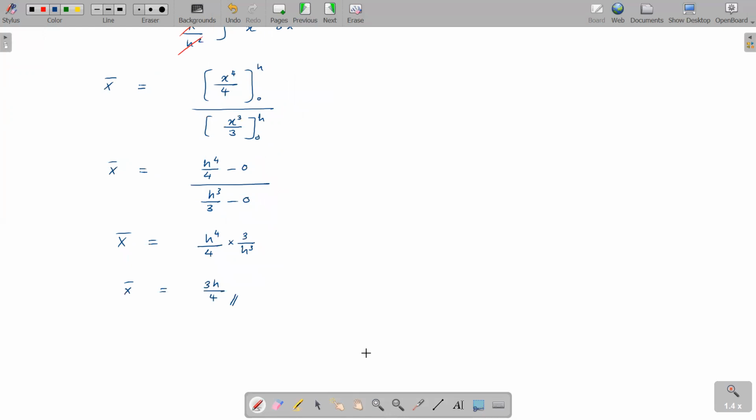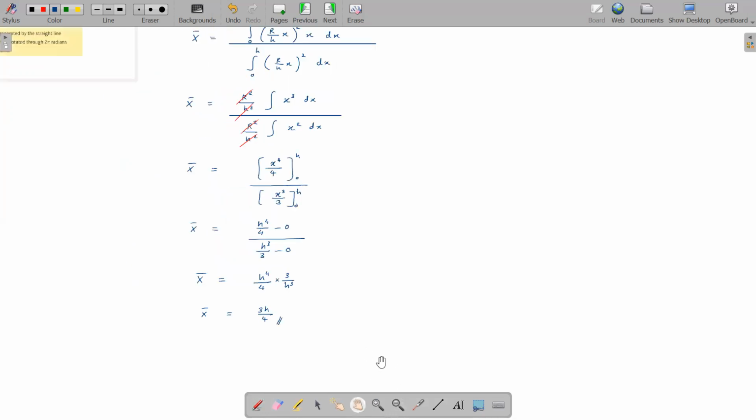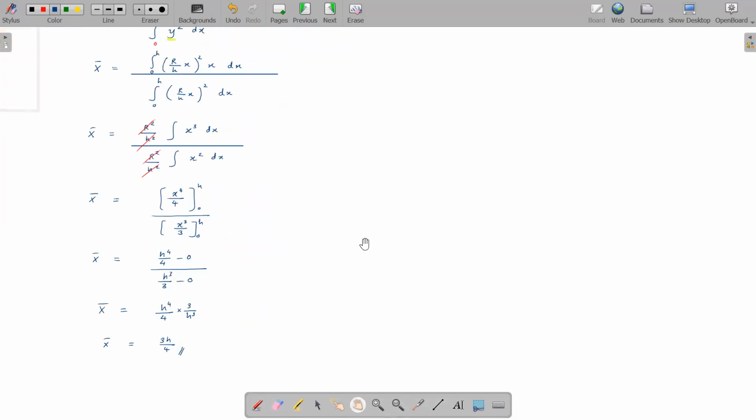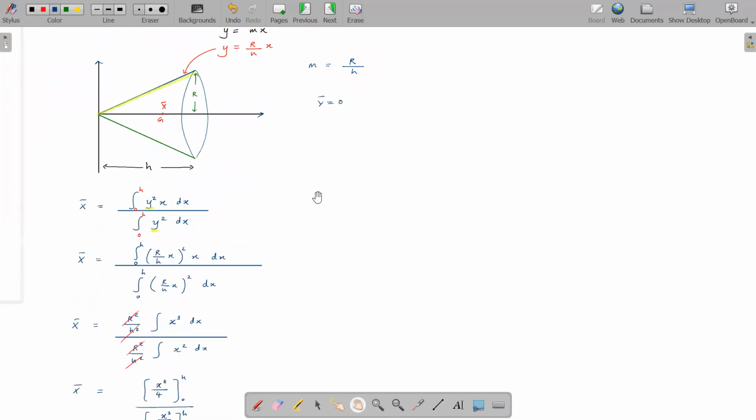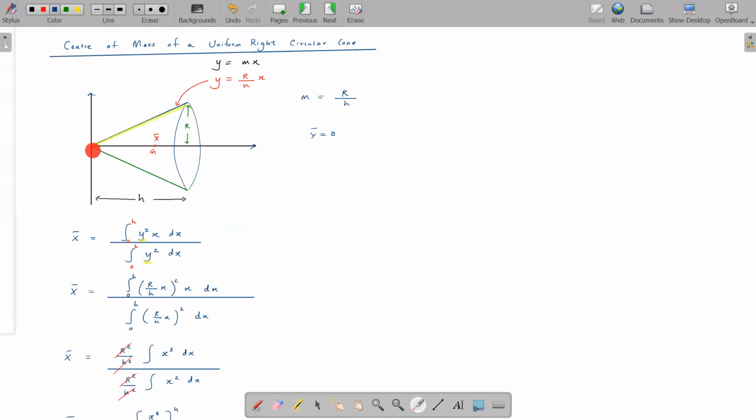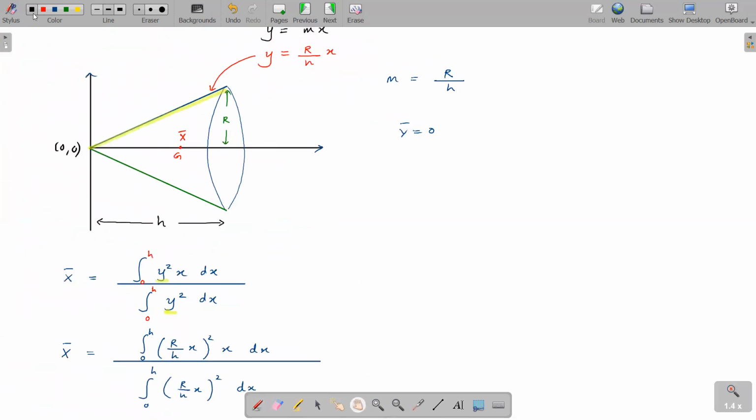This is a really important result, and sometimes you are allowed to use these results. Sometimes they tell you that you are allowed to use the results, but you will also be asked to prove them, depending on the question. But anyway, you need to understand that the center of mass is at a distance of 3h over 4 from where we measured. I think you can see we used 0, 0 for the vertex of the cone, right? So the center of mass is at a distance 3h over 4 from the vertex of the cone.